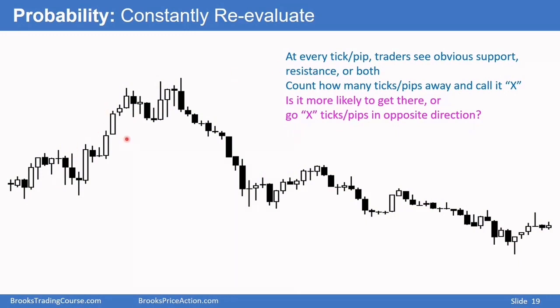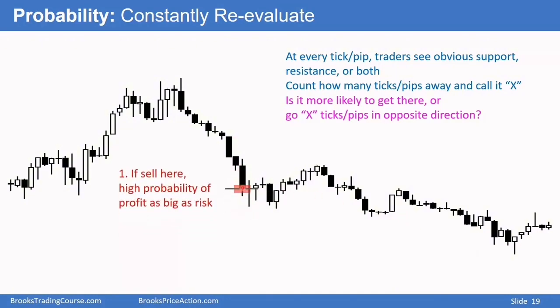I'm looking at charts all day long, and at every tick, every pip, if it's a Forex chart, I see obvious support or resistance or both. If I'm looking at any point on the chart, let's say this point on the chart, I can see where support and resistance is. Resistance is going to be where I'm going to put my stop, somewhere above, and support is going to be an area where I'll look to take profits.